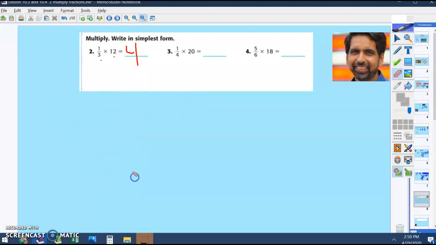Our next problem says, I have 1/4 of 20. So again, in my head, I might think this whole box represents 20, and I only want 1/4 of it, so I could split this into 4 equal pieces. What's in each box? And I only want one of them. There's 5 in each box, and I only want one of them, so I know it's 5.